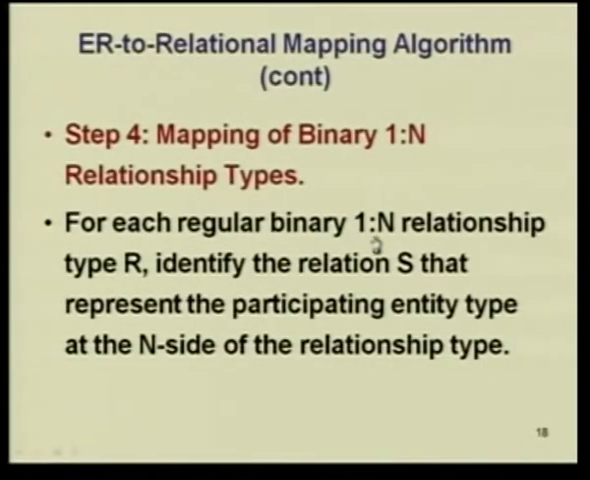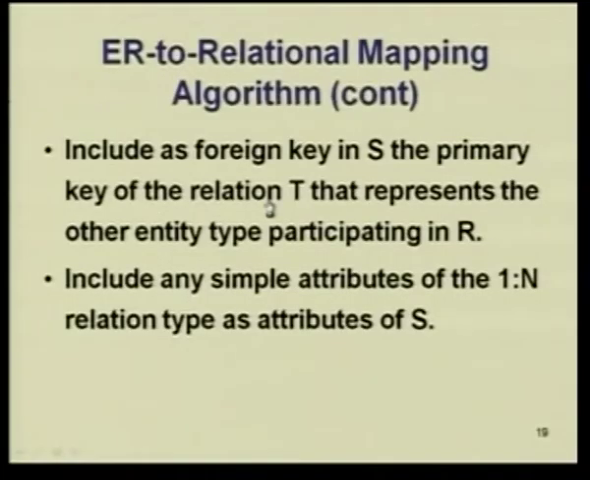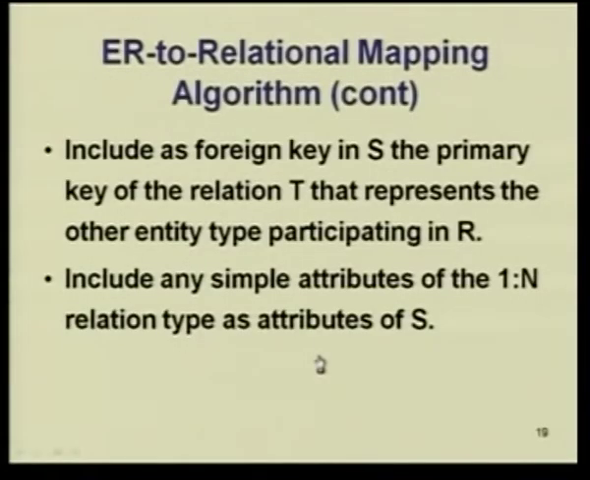Now, if you have a 1:n relation type, for each regular binary 1:n relationship type R, identify the relation S that represents the participating entity type at the n side. Take the one on the n side. Include as foreign key in S the primary key of the relation T that represents the other participating entity type. Remember, S is the one on the n side, and T is the one that has the 1. Include any simple attributes of the 1:n relation type as attributes of S.